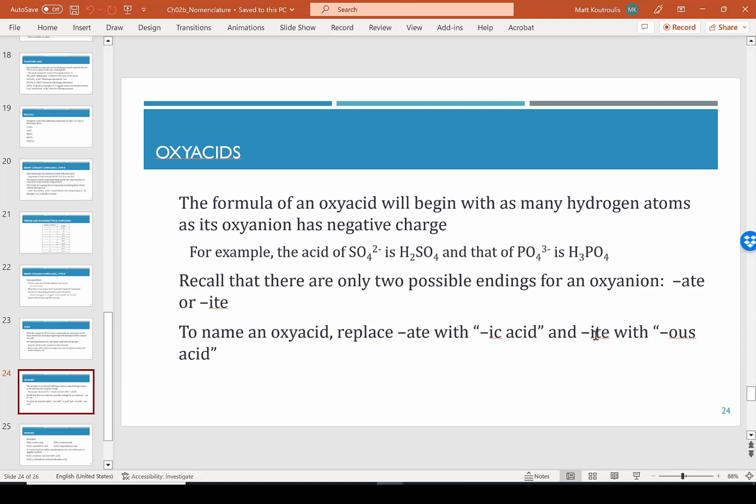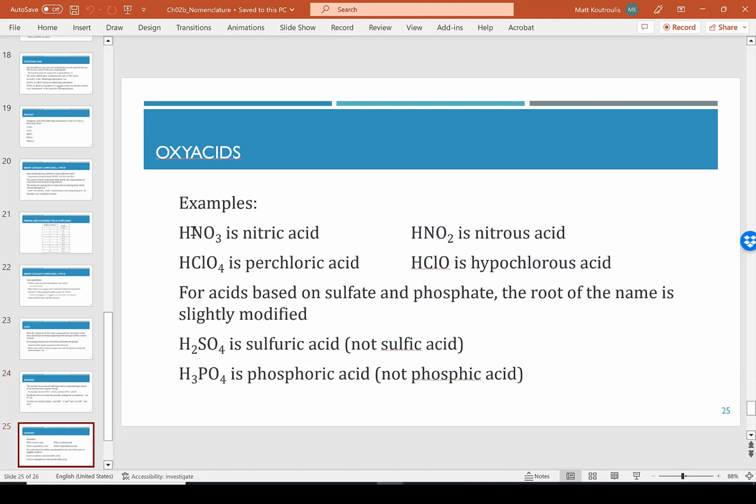If the ion ends in ite, it's going to become an ous acid, O-U-S. So this shows a couple examples. Nitrate is NO3 minus, right? If I put an H in front, nitrate becomes nitric acid. NO2 minus is nitrite, good. So nitrite, when you put an H plus in front, gives you nitrous acid. That makes sense?